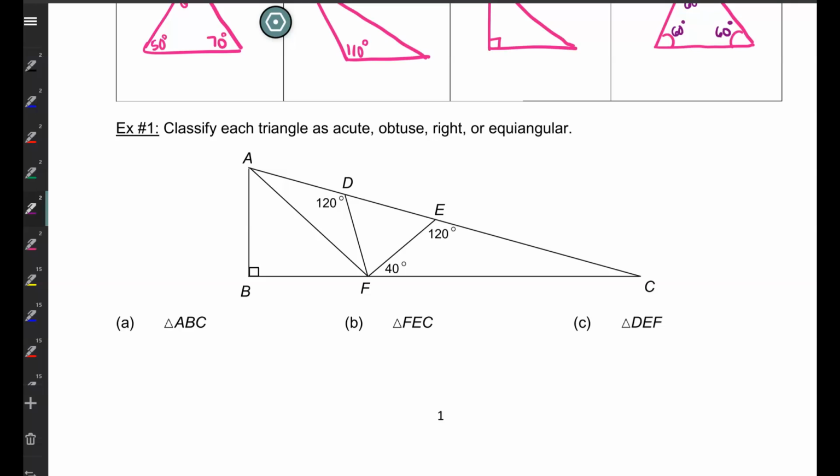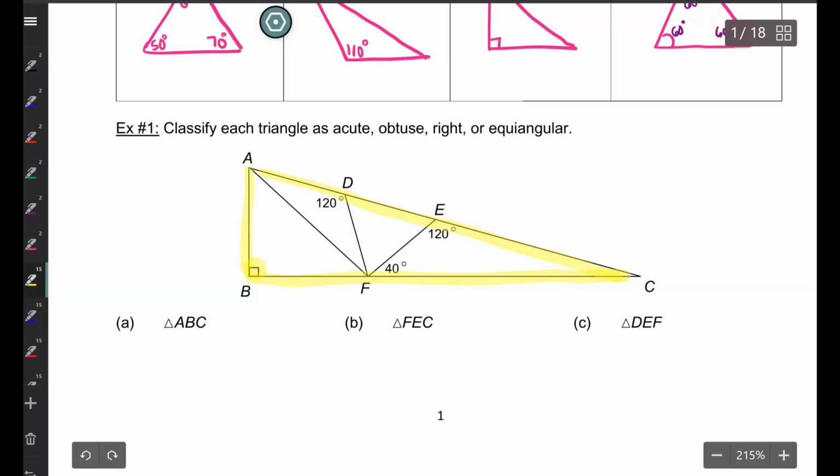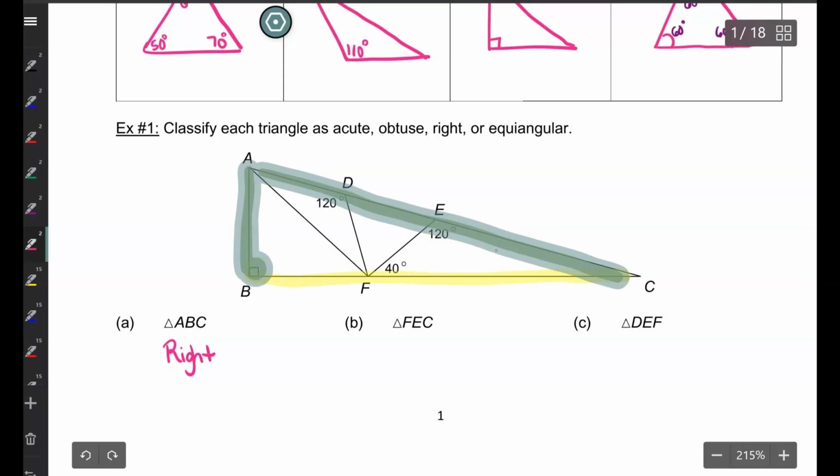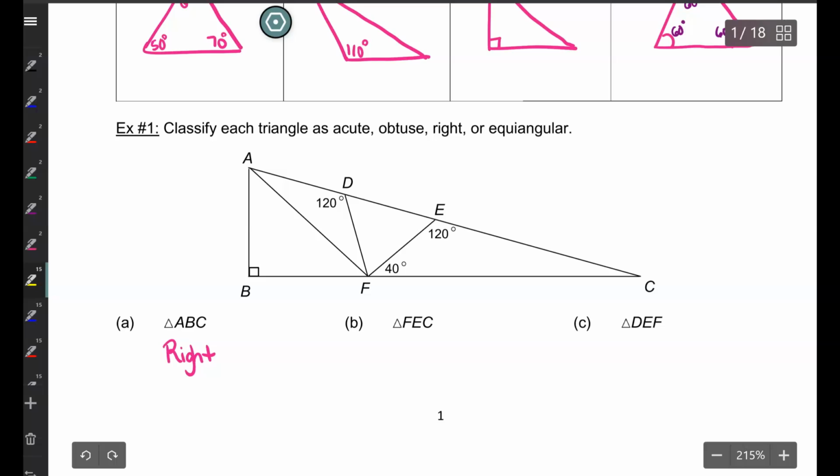So let's take a look at our example. We want to classify each triangle as acute, obtuse, right, or equiangular. So let's look at the first one, triangle ABC. Again, at any time, if you want to just pause it and see if you get the right answers, you can go ahead and do so. Triangle ABC, I notice I have a right angle in the corner, so that makes this a right triangle. Next one, we have FEC. So here's FEC. I see that it has a 120-degree angle, which is obtuse. Therefore, the triangle is obtuse.